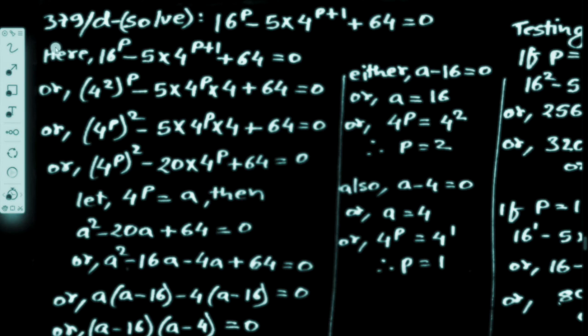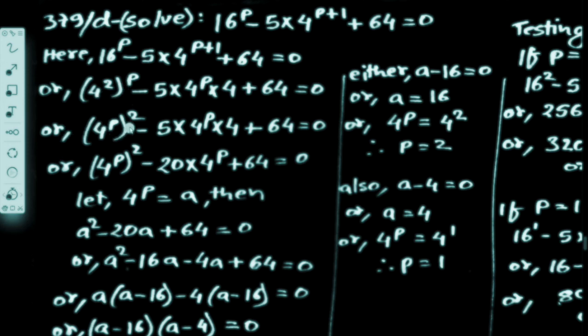Next problem, problem number 379. Solve. Our given equation is 16^p minus 5 into 4^(p+1) plus 64 equals 0. This is our required equation. From this equation, we should get the value of p. The question is written here as usual. 16 means 4 square, so (4 square)^p minus 5 into 4^p into 4, since the power is separated here, plus 64 equals 0.